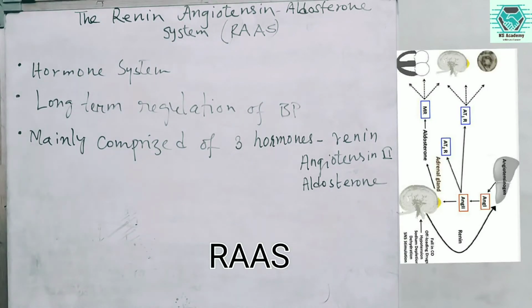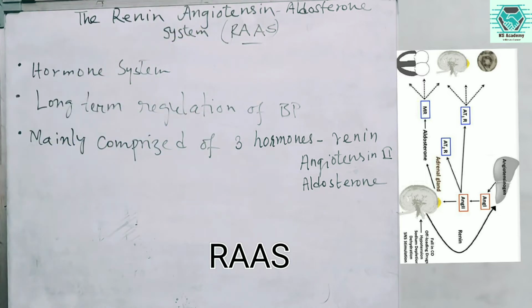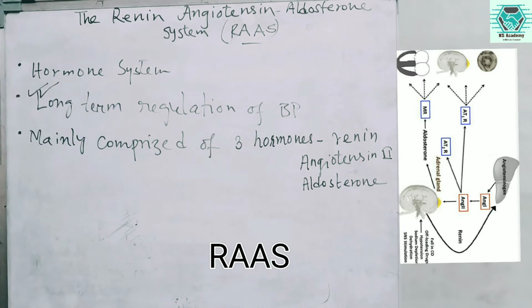Today our topic is the renin angiotensin aldosterone system, that is RAAS. In our previous video regarding the regulation of blood pressure, I went through the short-term regulations through the baroreceptors and chemoreceptors. Today I discuss the long-term regulation of blood pressure, which is via the renal fluid mechanism, the renin angiotensin system and aldosterone system.